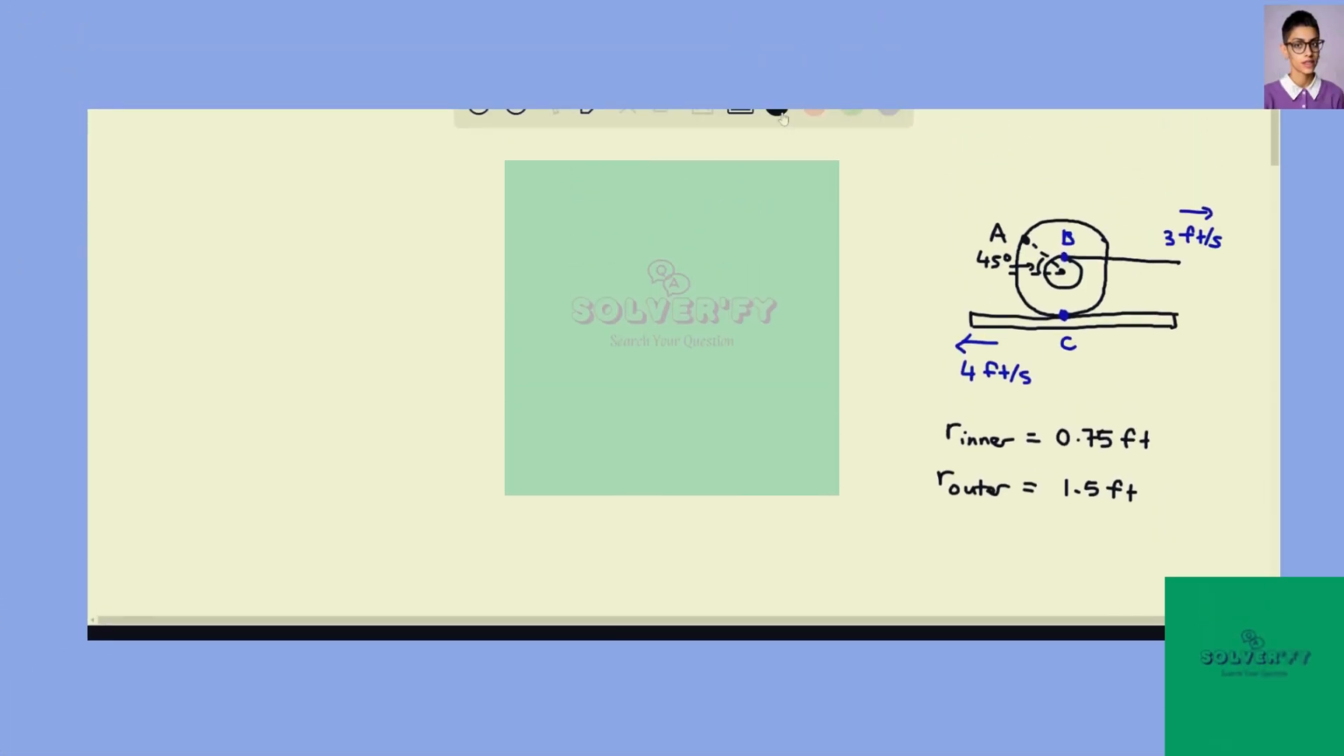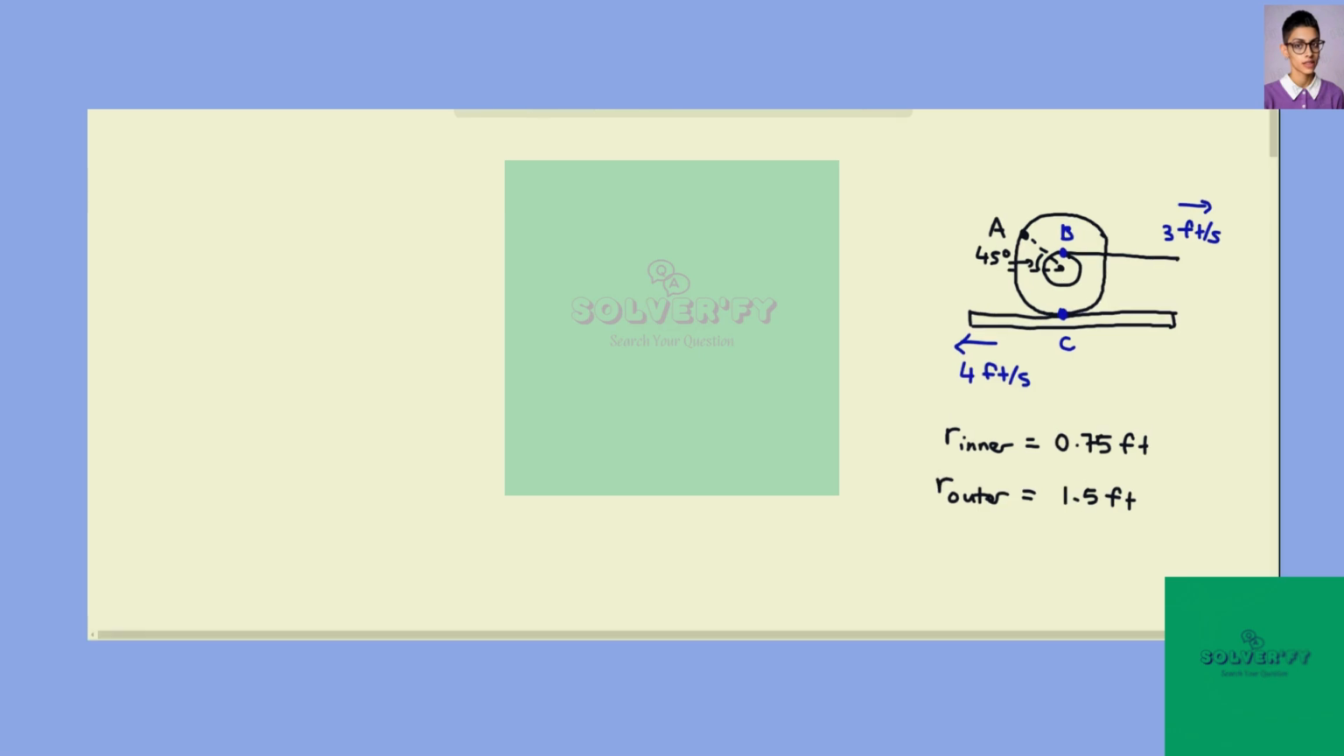In this question, we have a gear that's moving on a gear rack, and the gear rack is moving to the left with a speed of 4 feet per second. There's a string tied to the inner radius of the gear, and the string is moving to the right at the speed of 3 feet per second.